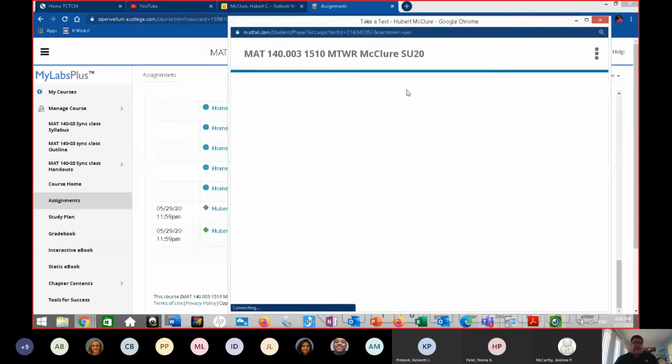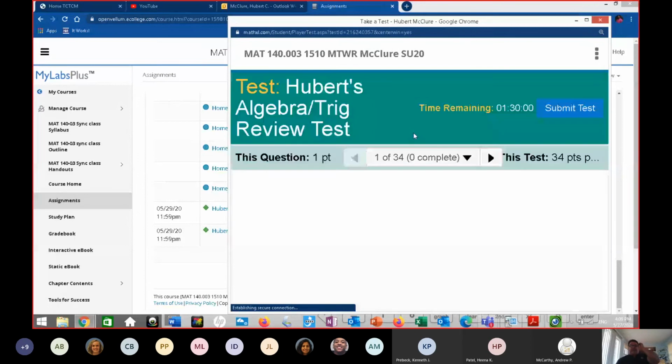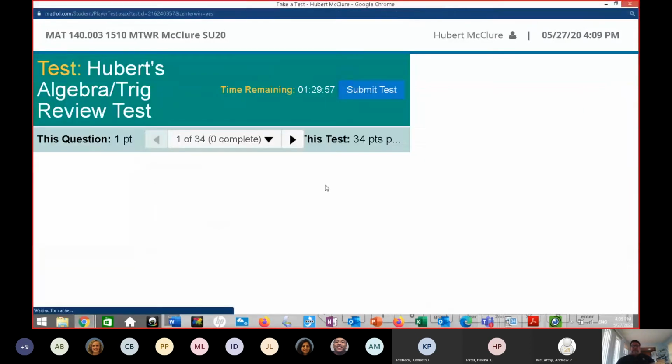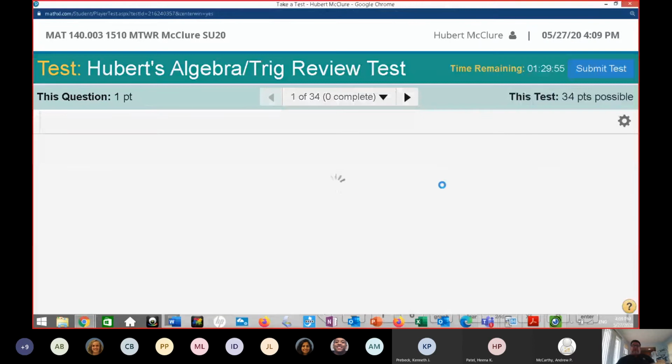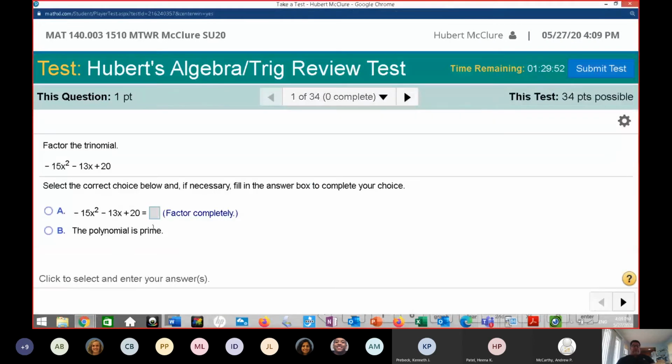Start test. And you can see I don't pull any punches. Most of these questions are going to be straightforward. They're not going to be crazy. There are going to be a lot of shortcuts. Factor the trinomial. Now if you go out of this and you hit minimize and you take your cursor outside of this window, it will shut the test down.